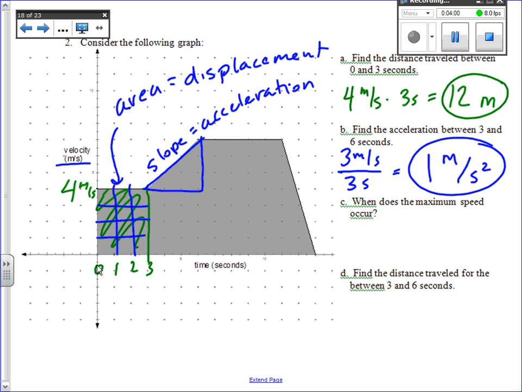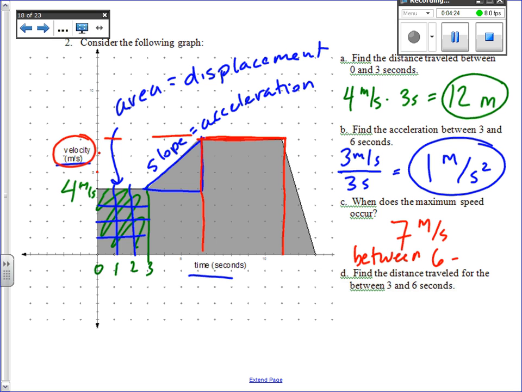And this is a velocity versus time graph. When does the maximum speed occur? I'm going to look at the graph again, look at the vertical axis for velocity, and notice that the maximum speed is here at 5, 6, 7 meters per second. Between when? Looks like it's between 6 and 11 seconds.